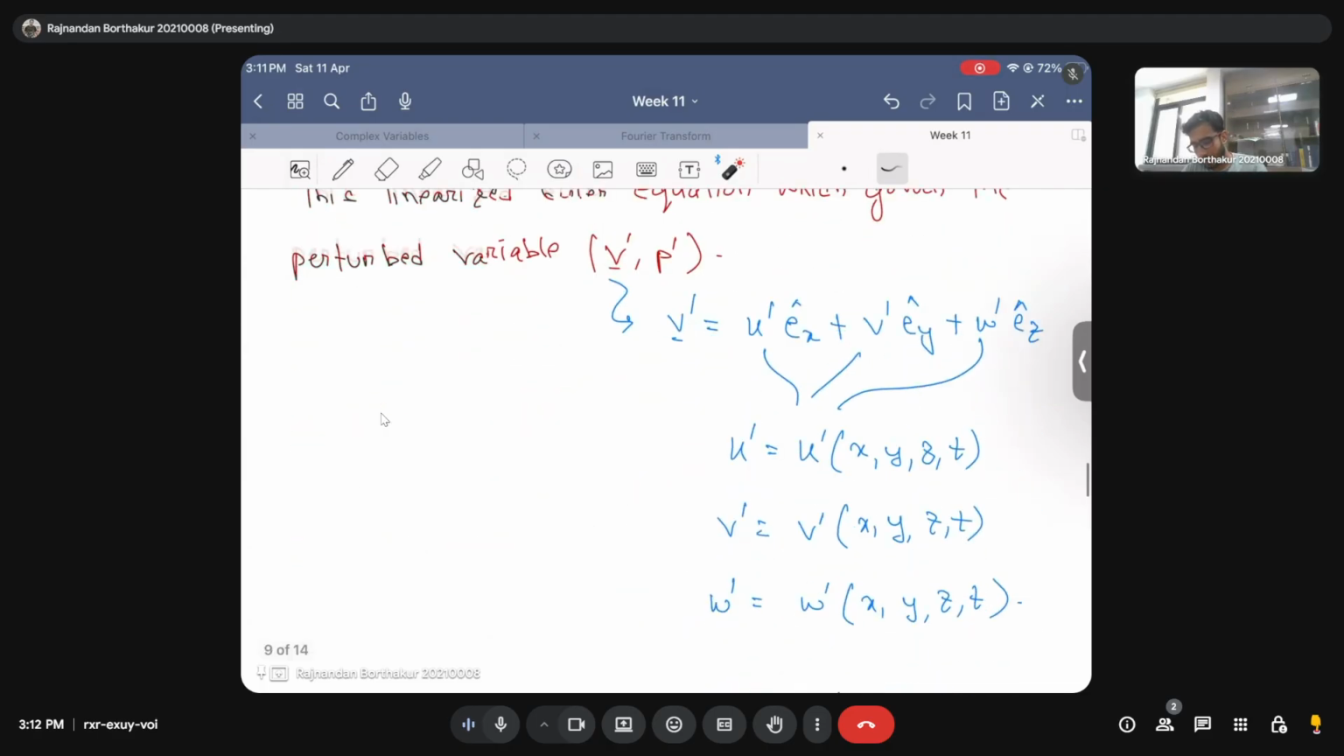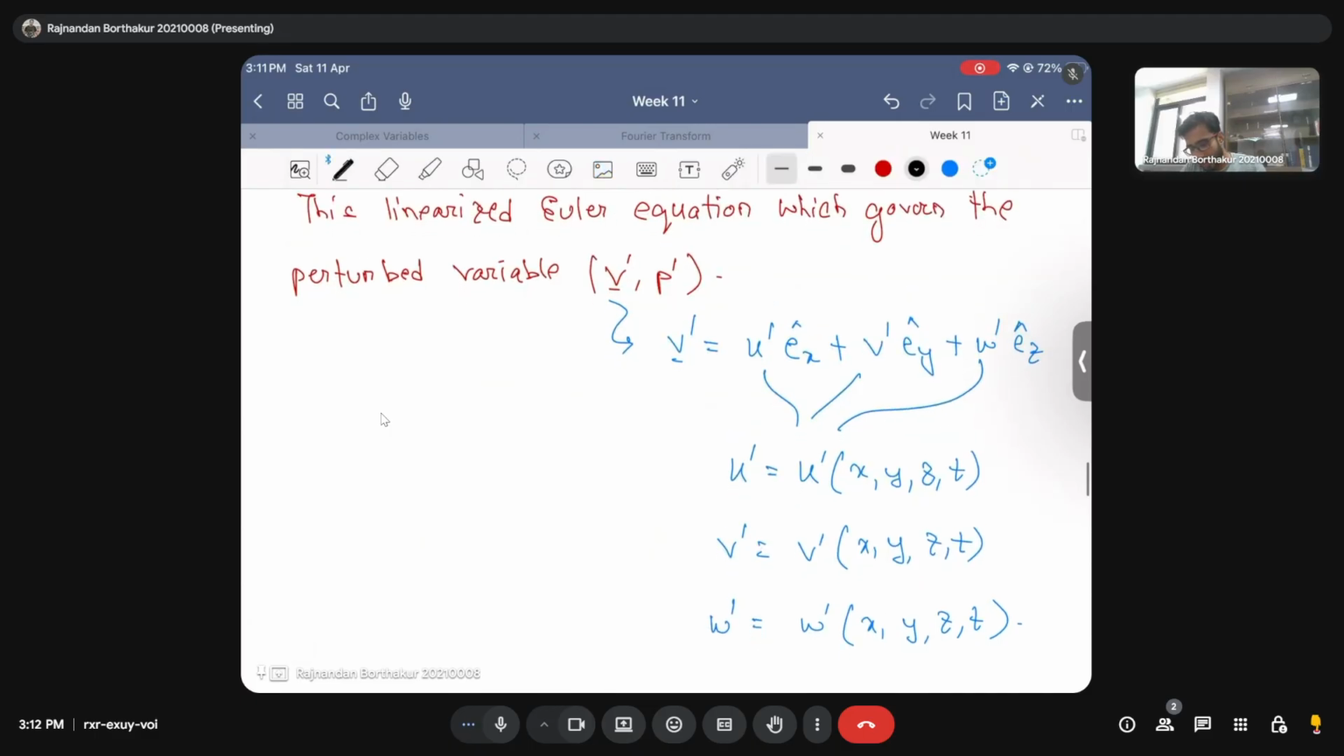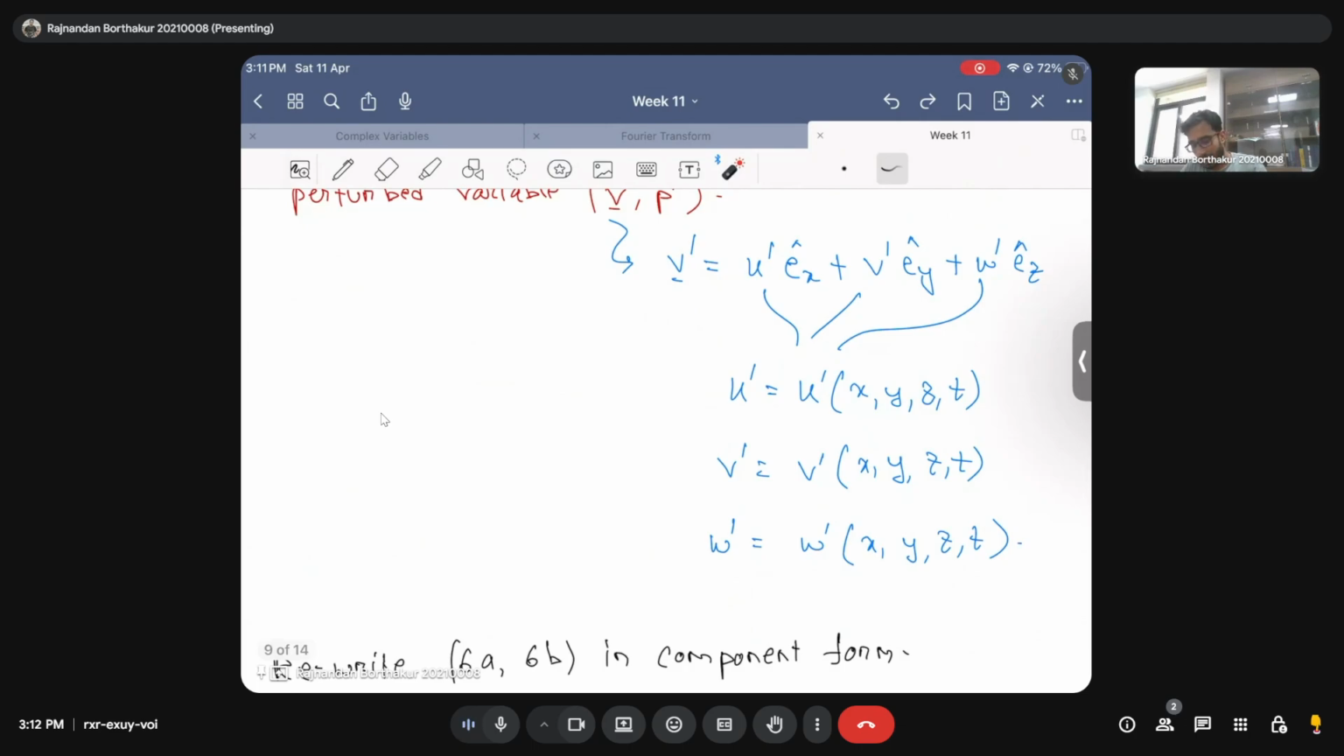Okay, and then the perturbed variable v prime can be written as u prime, v prime, and w prime, and these are the components of the perturbed velocity field v prime. It is important to realize that this perturbed velocity, as well as its components in the x, y, and z axis, depend on x, y, z, and also t, because we precisely don't know the form or nature of the perturbations. This is something that we are actually going to calculate. So in principle, we are just going to calculate u prime, v prime, and w prime.